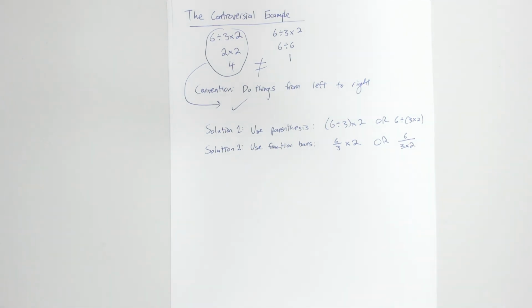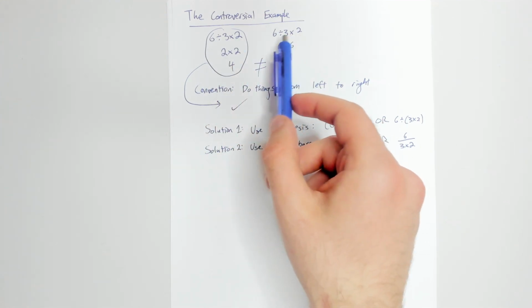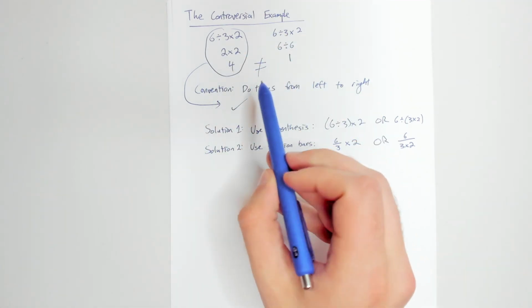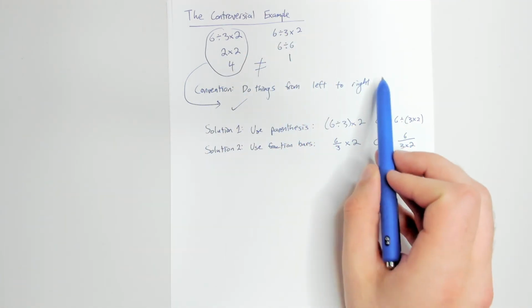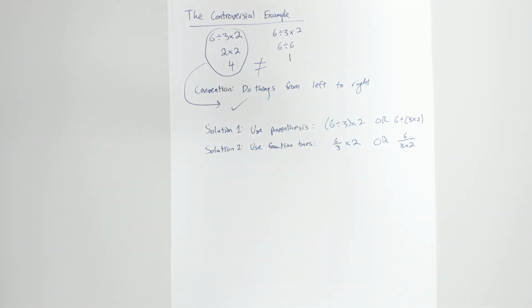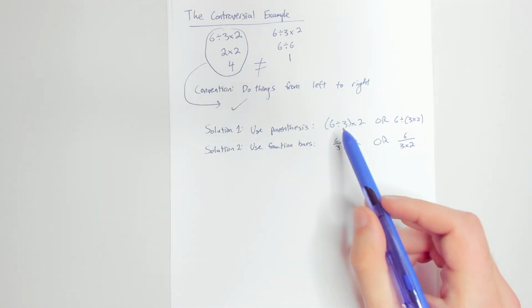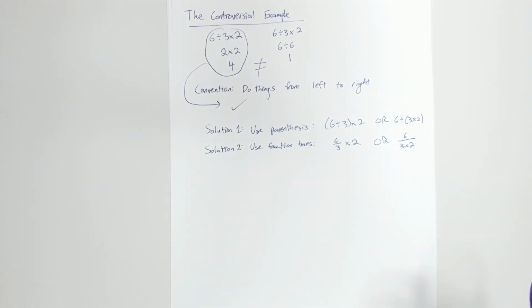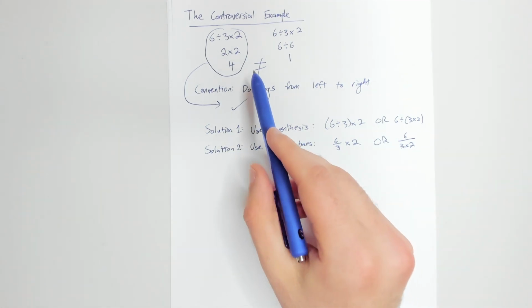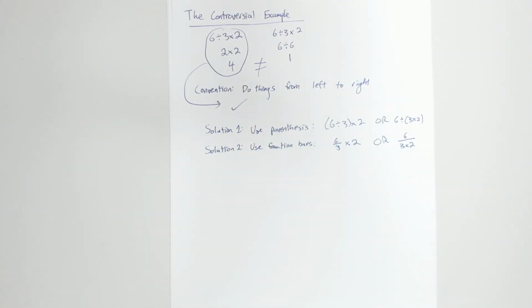So this is an example that went famous on the internet, where a lot of people were arguing about which is the way to do it. Do we do the division first or the multiplication first? If we follow the convention of doing things from left to right, we do the division first. But since so many people disagree on this, it's just better to use parentheses or fraction bars to eliminate any source of controversy or disagreement.